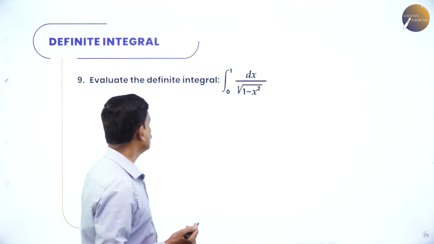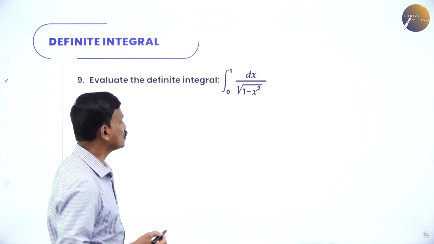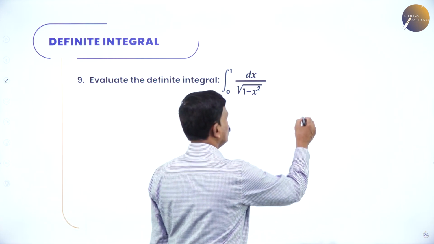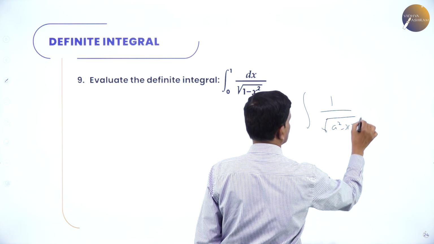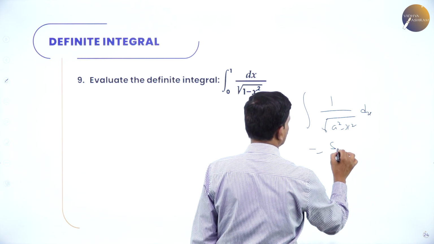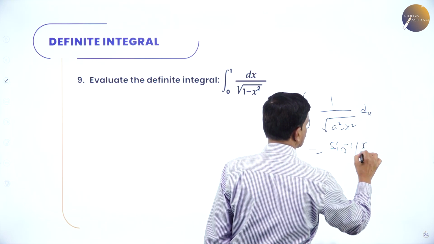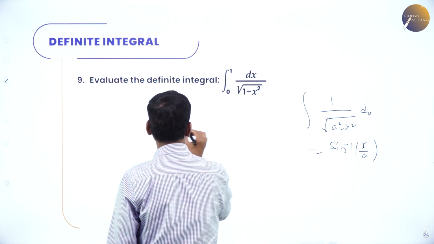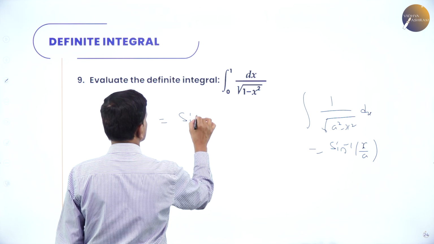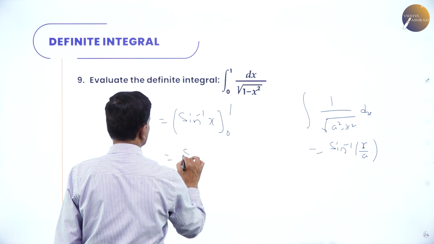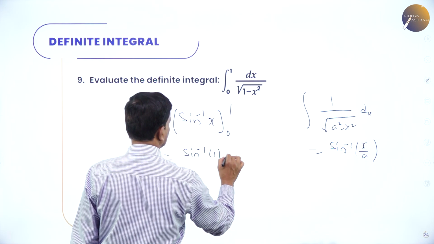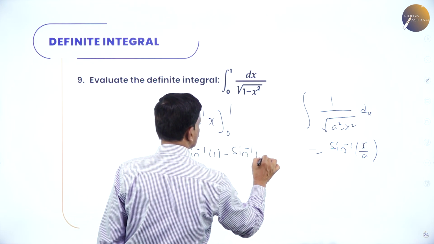Now next, evaluate the integral from 0 to 1. If you observe carefully, this is of the form 1 over root of a square minus x square dx. The integral of 1 over root of a square minus x square is sin inverse of x by a. So here this can be written as sin inverse of x between the limits 0 to 1. That's it. Upper limit sin inverse 1 minus sin inverse 0.